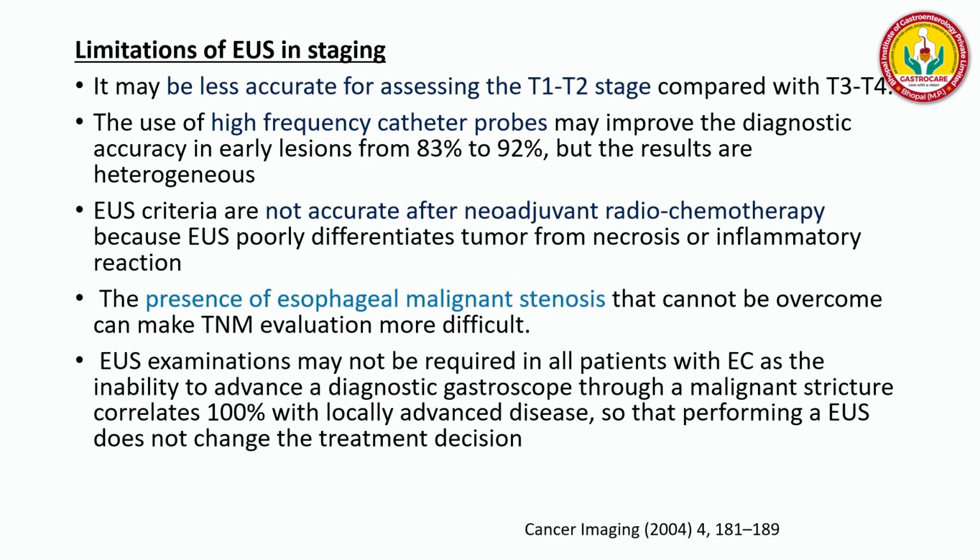But this has some limitations also, especially in the earlier stages when someone has already received the neoadjuvant, or when you have a stricture but you can't cross through the stricture. But here the bottom line is that once you are unable to cross the stricture, it means that it is an advanced disease. It indicates that it has already involved above the muscularis propria layer.